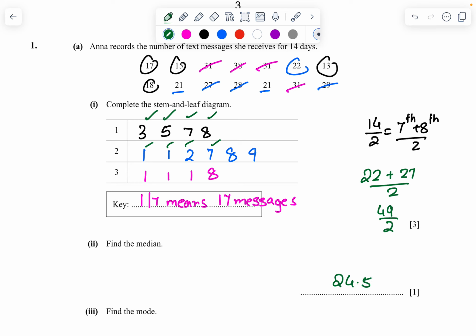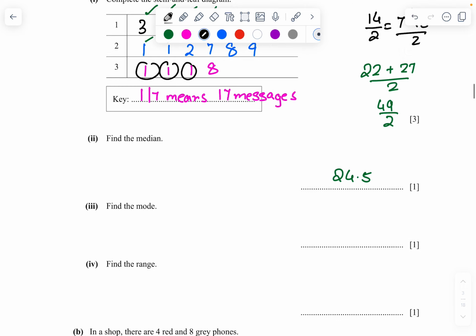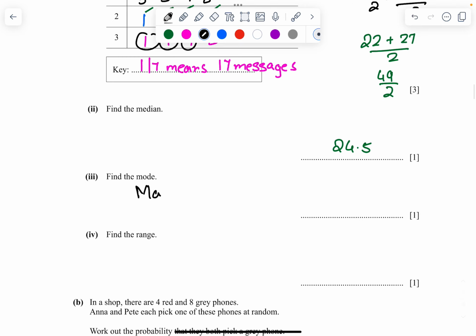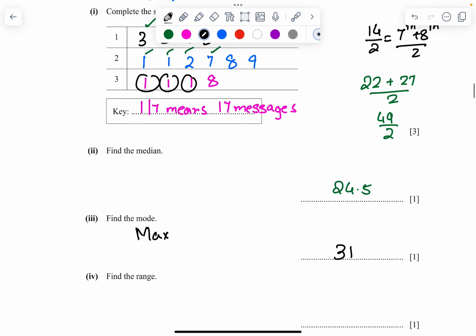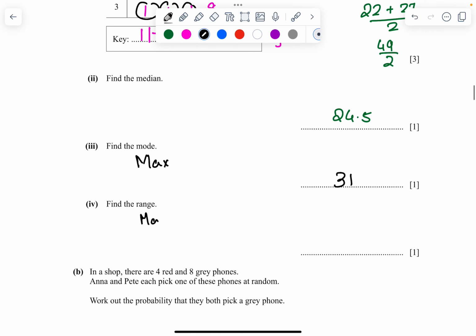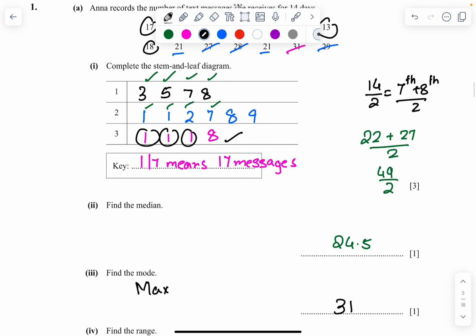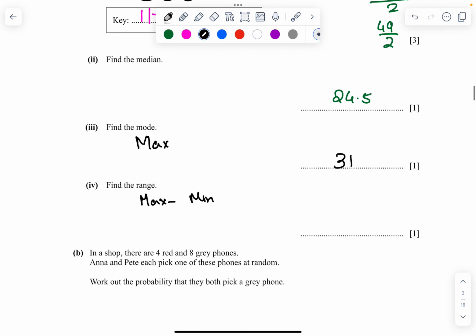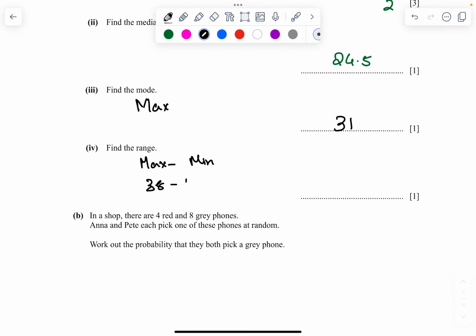Mode is whichever comes the maximum number of times. Which is coming the maximum number of times? 31. Range means the maximum minus the minimum. What is the maximum? 38, and the minimum is 13. So 38 minus 13, which is 25.